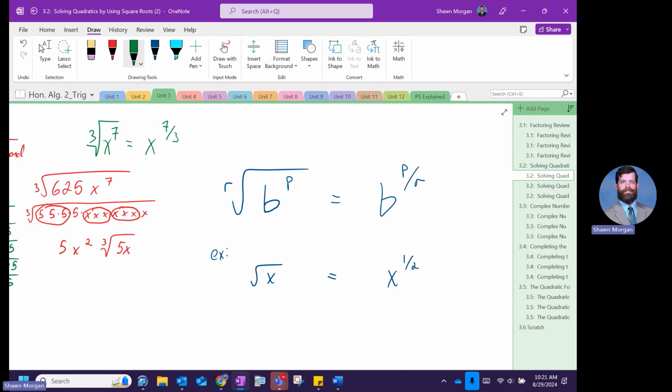Why is it 1/2? I get the power of x, and there's an implied root of 2. Fabulous question. Did y'all hear Blake's question? He says, why is it x to the 1/2 power? Because there's an implied power of 1 that we don't ever write, and there's an implied root of 2.